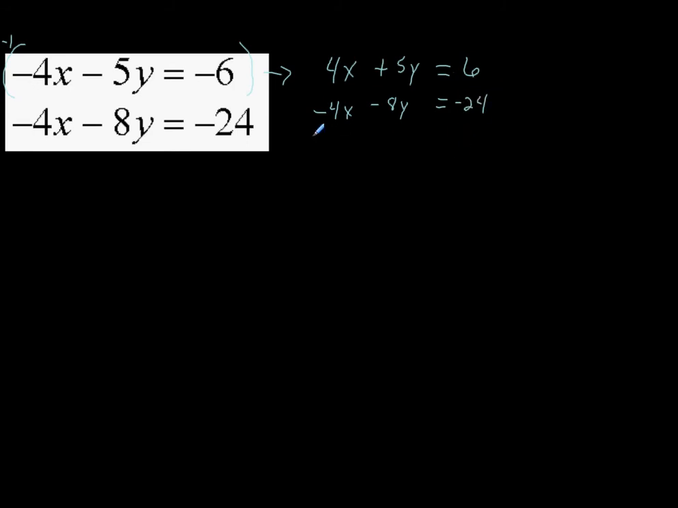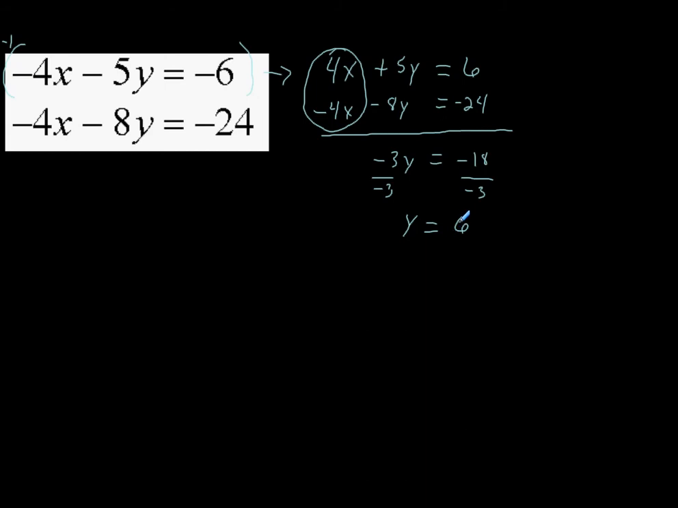Okay, notice we now have a variable with the same coefficient and the signs are different. These will cancel out when we add down. Now we get a negative 3y equals negative 18. Divide by negative 3. y then is equal to positive 6.